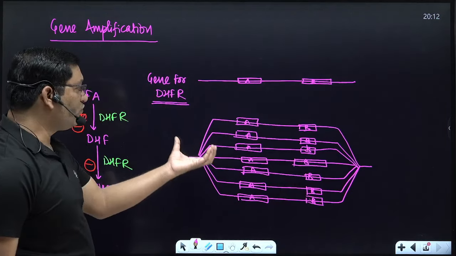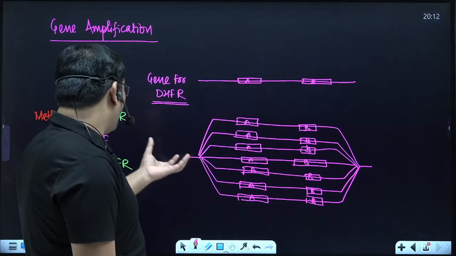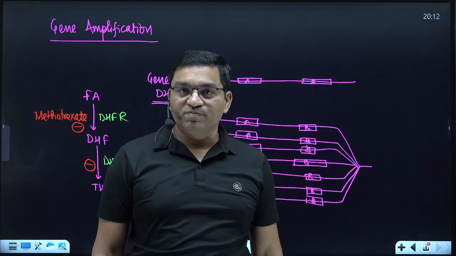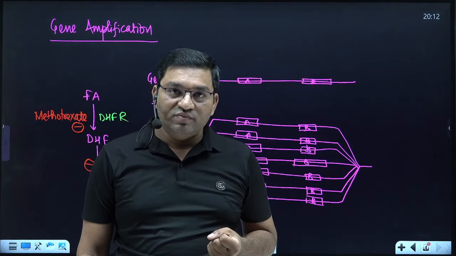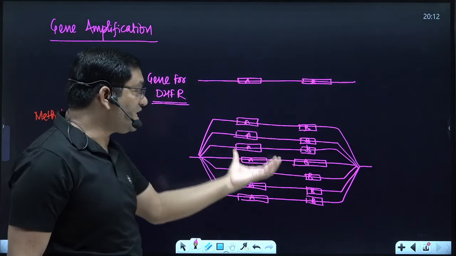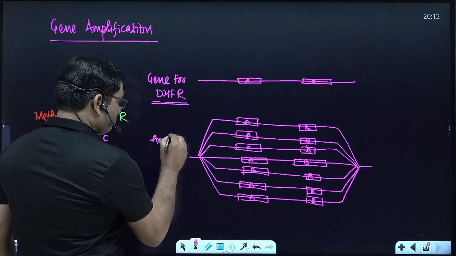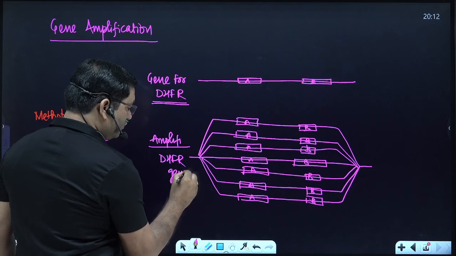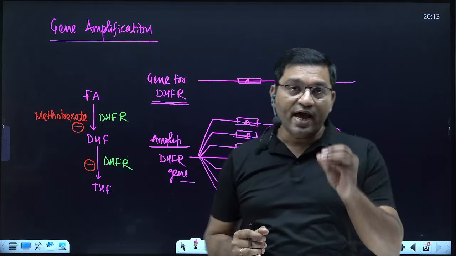So this is the dihydrofolate reductase gene, which is amplified, and that will produce dihydrofolate reductase. Hence, when we give methotrexate, there is resistance to the drug. So we have to increase the dose of methotrexate after prolonged therapy, because the dihydrofolate reductase gene is amplified. So this is known as gene amplification.